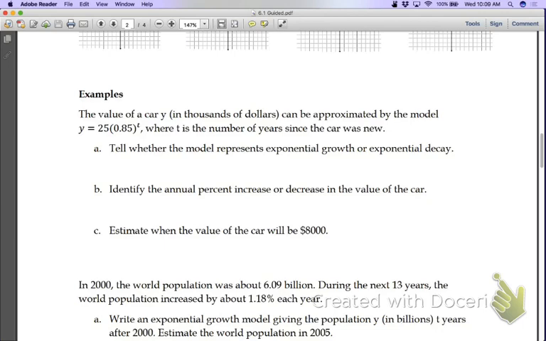Your domain is always going to be negative infinity to positive infinity. That is never going to change. Your range will be dependent on if it is above your asymptote or below your asymptote. If it's above your asymptote, then it's going to go from your asymptote to positive infinity. If it is below your asymptote, it is going to come from negative infinity and go to your asymptote.